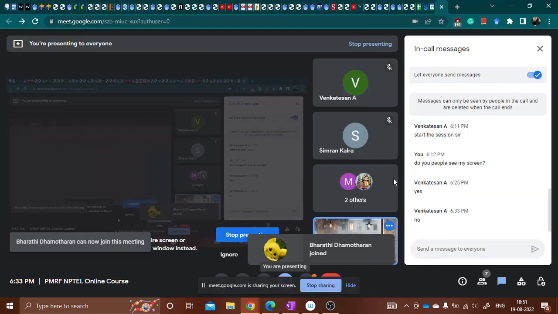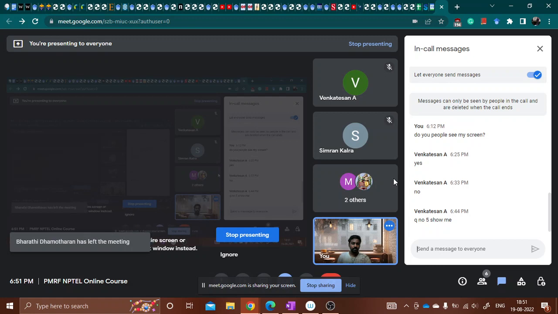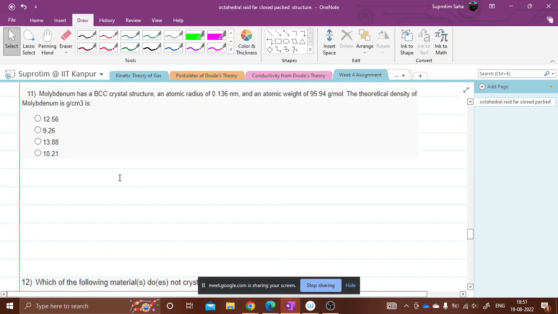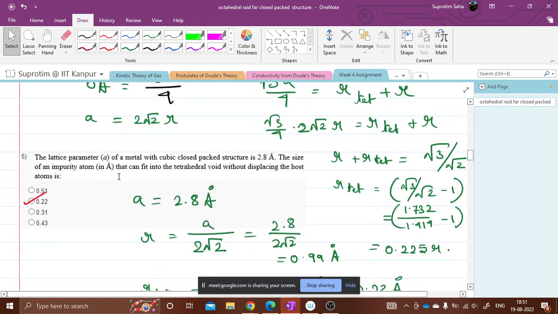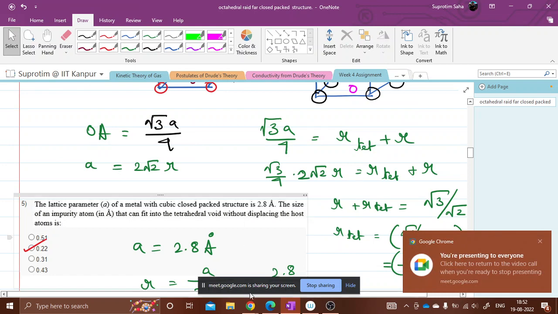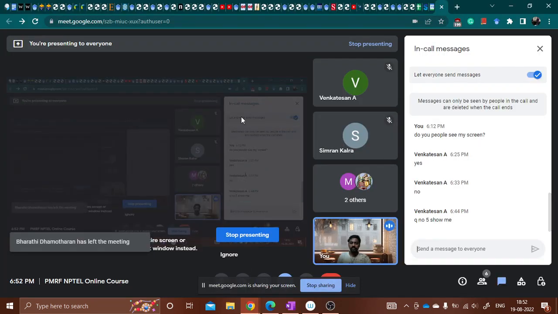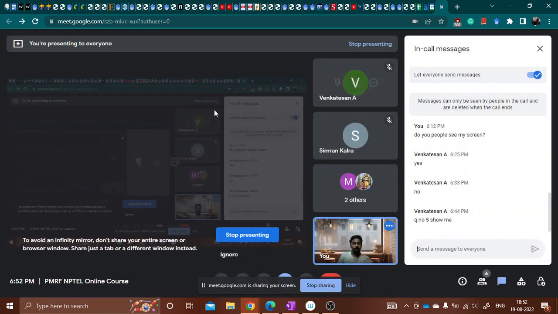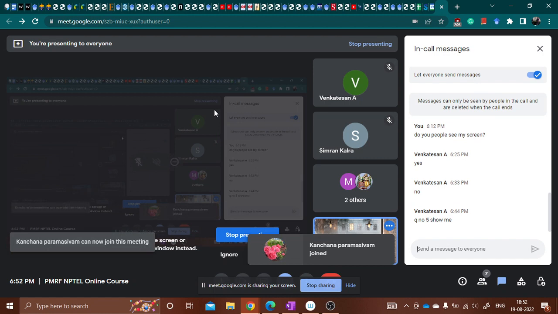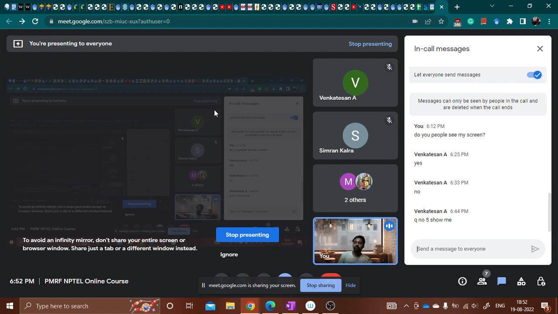Question number 5. Okay. Question number 5 is what? Venkatesh, do you have any problem with question number 5 still? Please, can you respond? Venkateshan, please, can you respond? Do you still have problems with question number 5? Anyway, I'm going to go over it again.